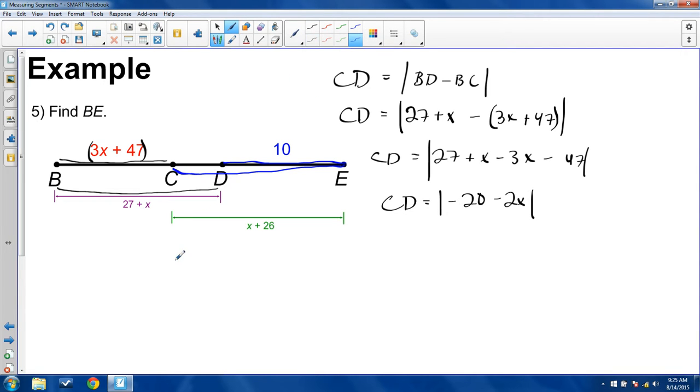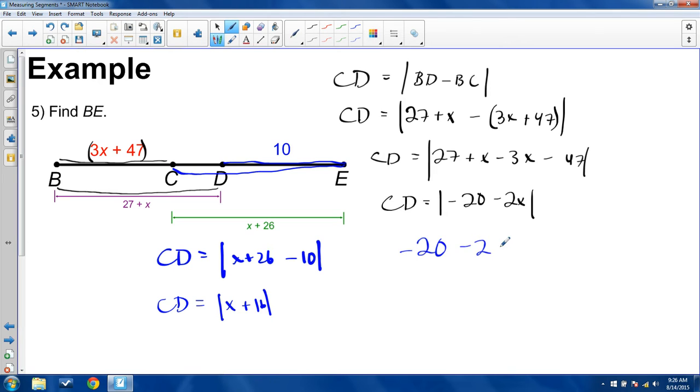So we have CD is also equal to x plus 26 minus 10, which is x plus 16. So we have two different ways that CD is represented, as negative 20 minus 2x and x plus 16. These absolute values won't end up being very necessary here because we're referring to variables, and it's the same thing on both sides. Like we have absolute values of the quantities on both sides. So if we set these CD values equal to each other, we can now solve for x.